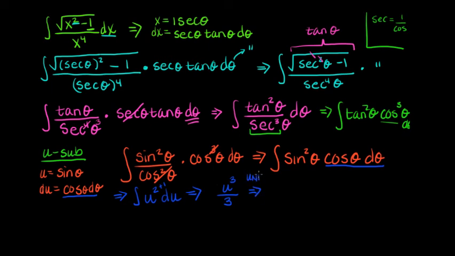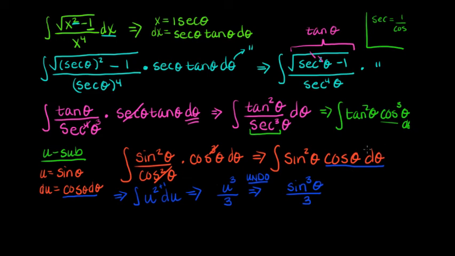But let's go ahead from this stage and undo that substitution. So simply u was sine. So I have sine cubed theta all over 3. Okay, if you'd like to write this as 1/3 sine cubed theta, go for it. It's exactly the same thing. It really just depends on how you like to see it.